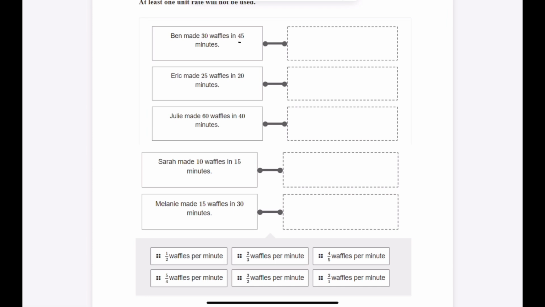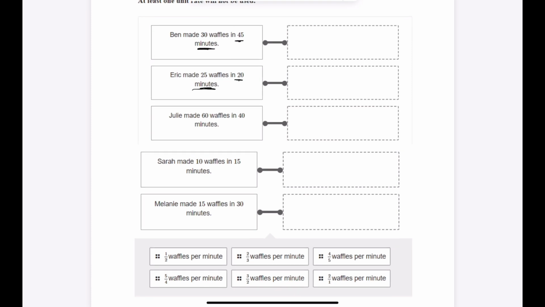If I look, my X value is given to me second, which is in minutes. So I want to make sure that we're looking at just 1 minute. How many waffles can they make in 1 minute? Okay, so we're going to divide. I have 30 divided by that 45.